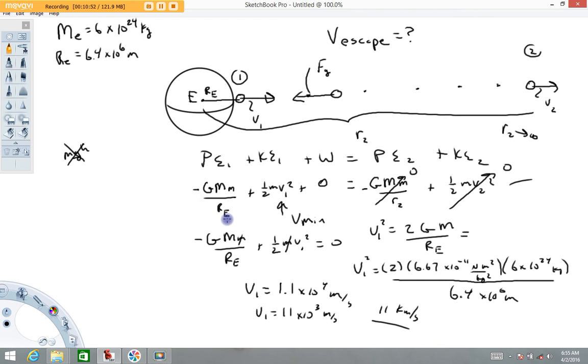So anyway, if the Earth had no air around it and you launched a particle at 11 or so kilometers per second or faster, it could leave the gravitational influence of the planet.